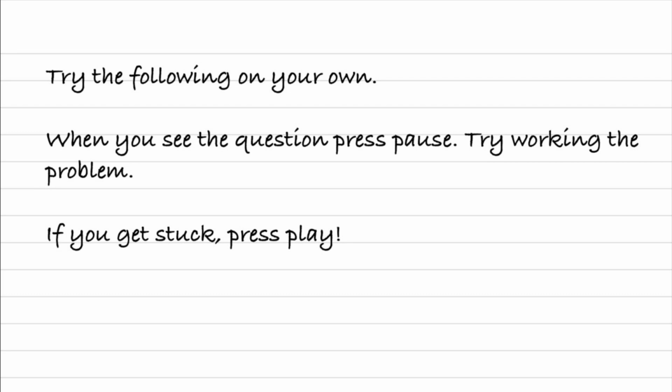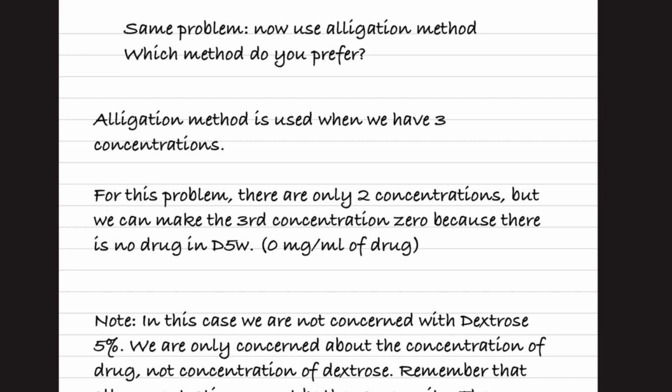Same problem. Now, use the alligation method. Which method do you prefer? Take some time and work on it yourself. If you get stuck, press play.